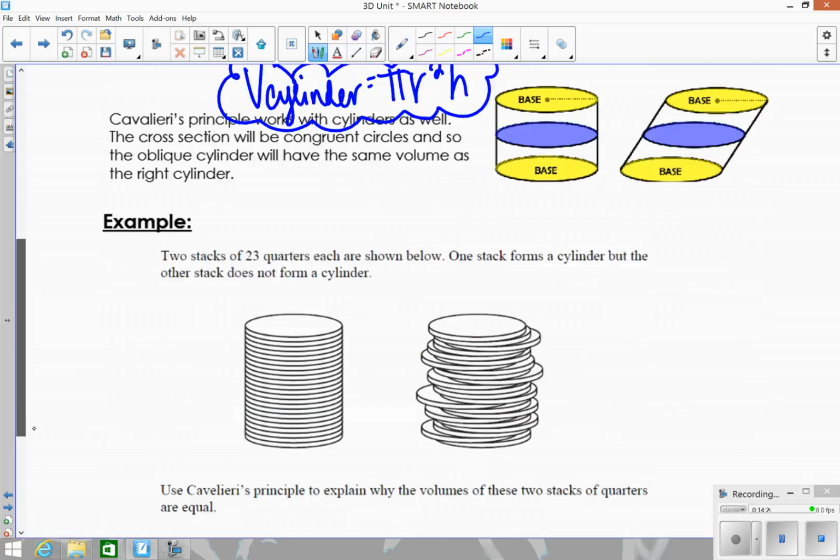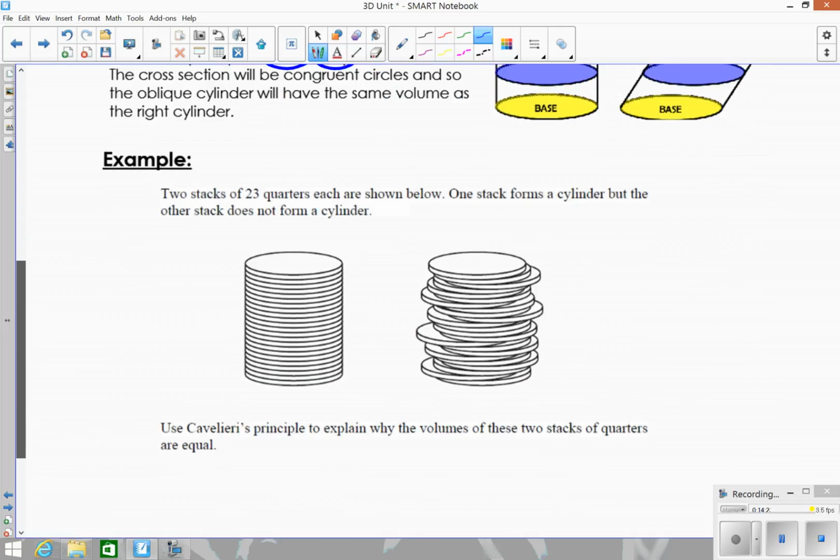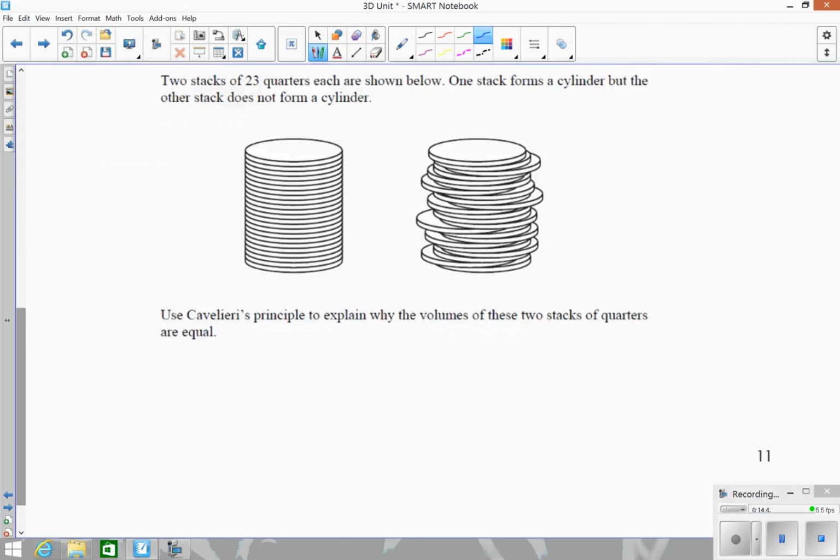So here's an example, a sample question from an old Regents exam that talks about Cavalieri's principle. Two stacks of 23 quarters each are shown below. One stack forms a cylinder, but the other stack does not form a cylinder. So using Cavalieri's principle, explain why the volumes of these two stacks of quarters are equal. So remember, Cavalieri's principle talks about these cross sections having equal area. So let's just go ahead and start writing it up.